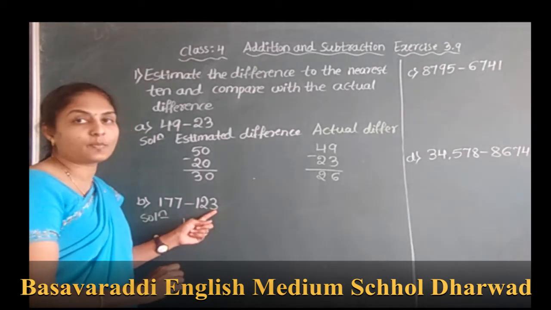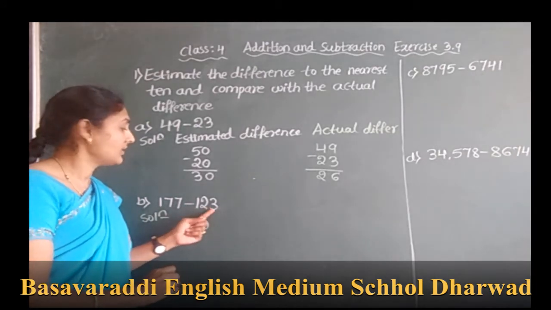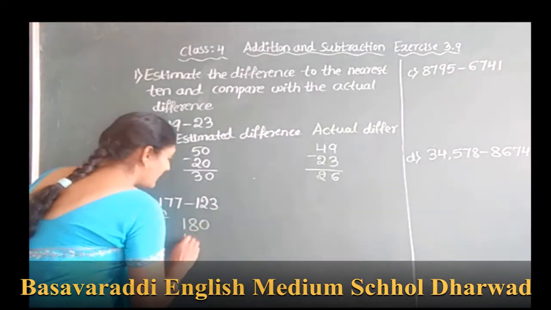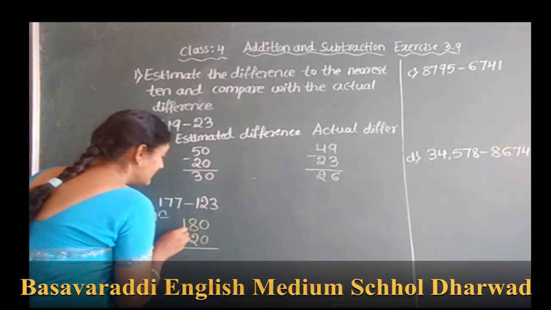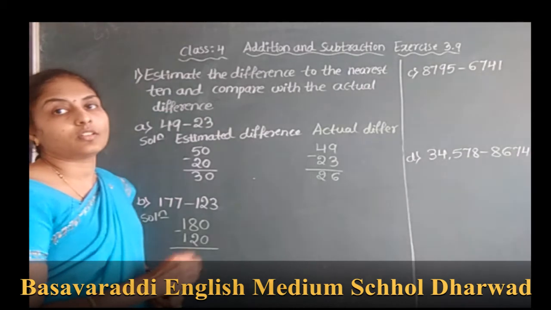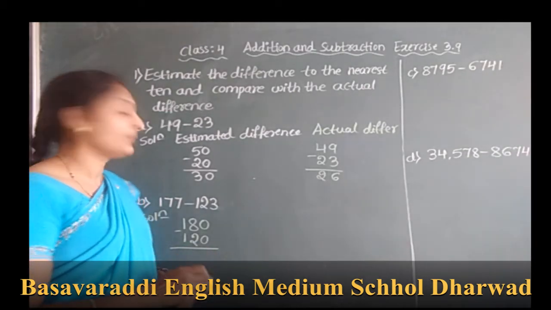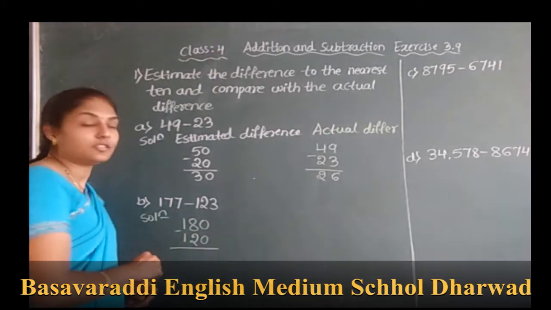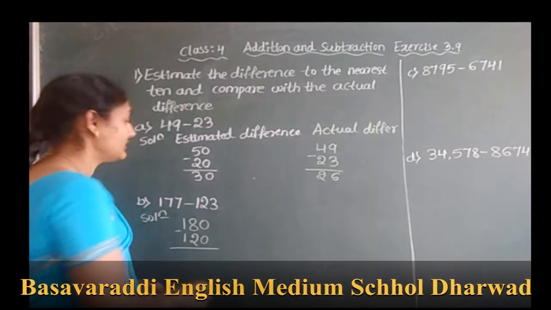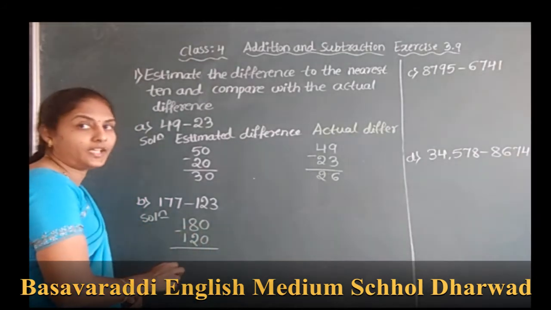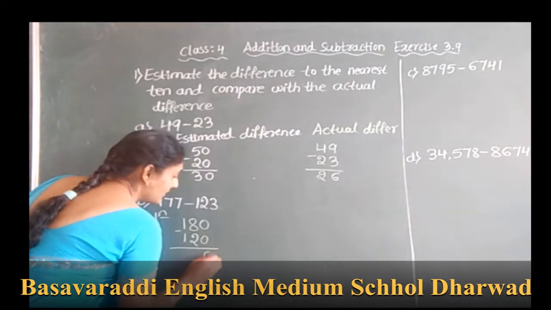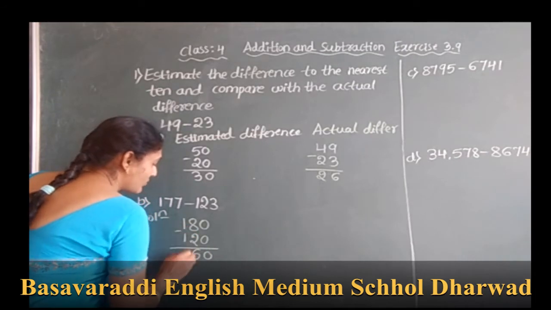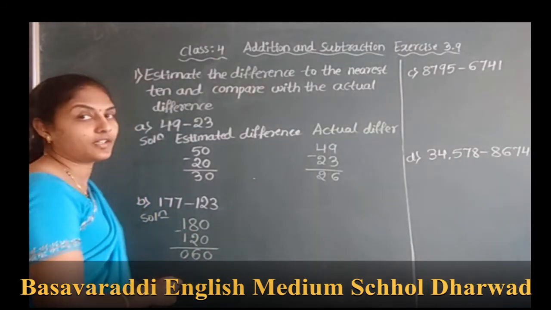Next, the 123. The ones place number is 3, which is less than 5, so the number is rounded down. That becomes 120. We already learned the rules of how to round down or round up in the previous class. Next, 180 minus 120. The difference is 60. How does it come? 0 minus 0 is 0. 8 minus 2 is 6. 1 minus 1 is 0. This is the estimated difference.